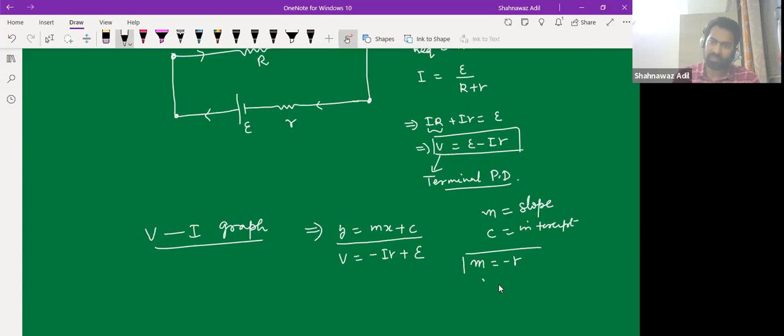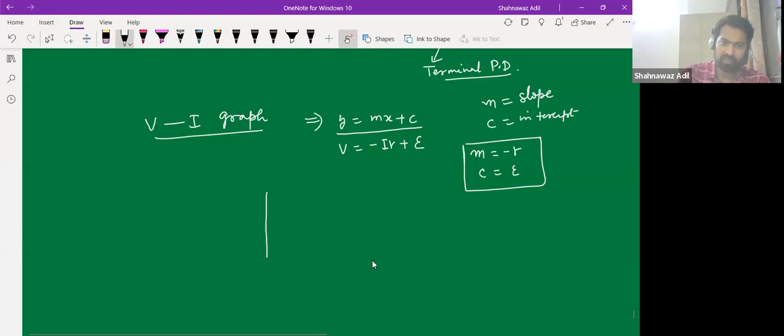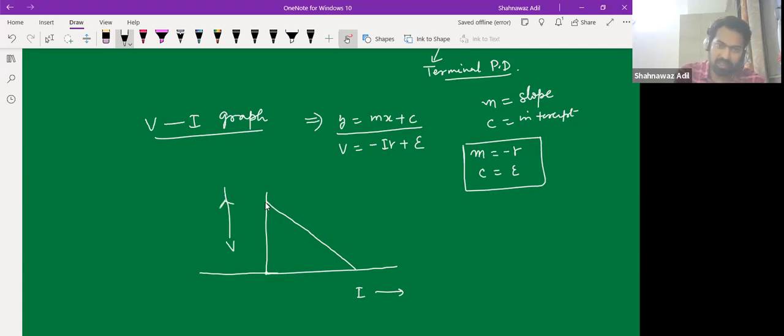And our intercept is E, correct? So the slope is negative, guys, right? If the slope is negative, then the graph would be like so. Let's say this is my current, this is my voltage. So this point is the intercept, right? So this is E, and this point is where my y is 0.